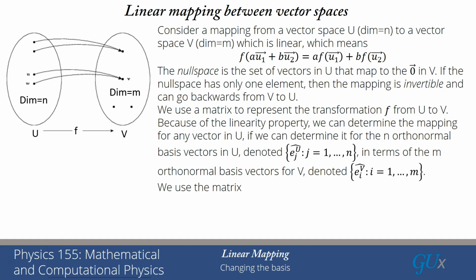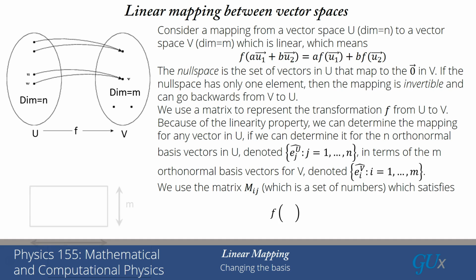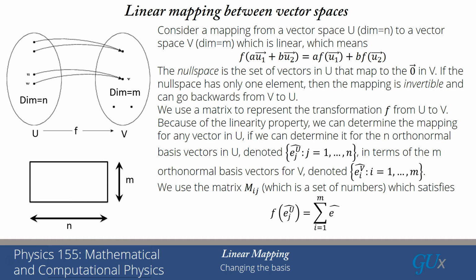Then what we do is we're going to use this matrix that we call M_ij. It's just a set of numbers, and it's going to satisfy F acting on e_j is equal to the sum i equals 1 to m of e_i^V hat M_ij.